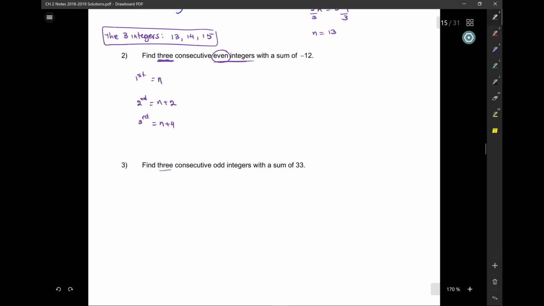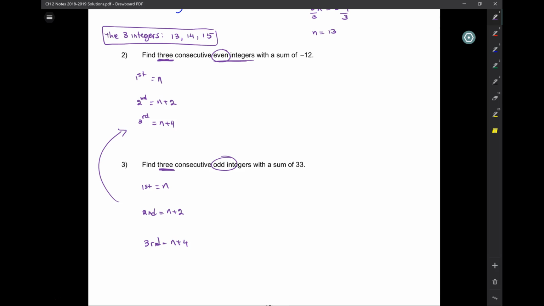Now, check out this next one. How many numbers are you looking for? 3. First, second, third. What's the first one always? n. Do you see the word even or odd here? Right, so there is an even or odd. It doesn't matter if it's even or odd. You're still going to do n plus 2 and n plus 4, just like you did in this one. So that's the thing. You always go up by 2's.